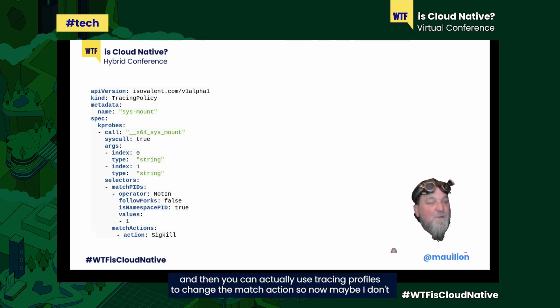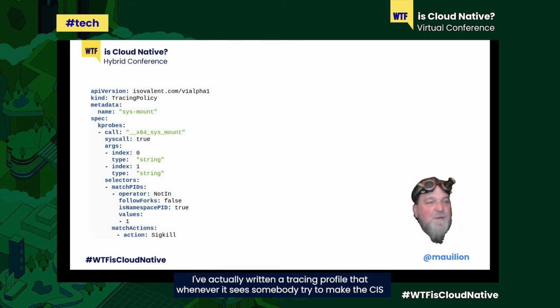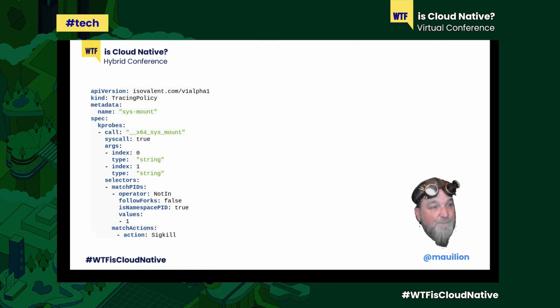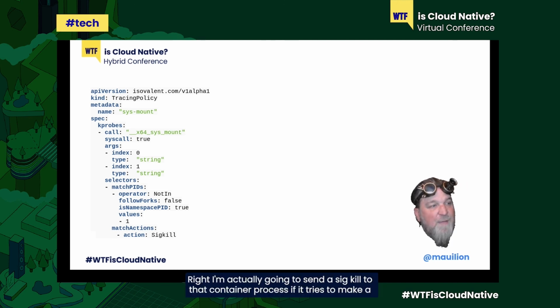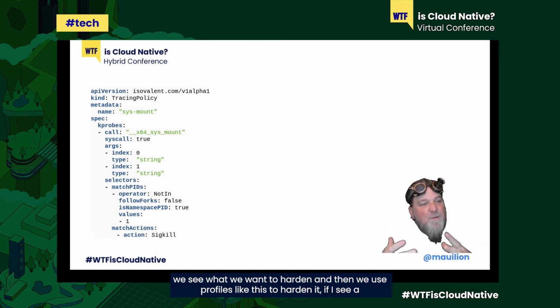And then you can use tracing policies to change the match action. So maybe I don't want to just log it. Maybe what I want to do is log it and kill it, right? So in this example, I've written a tracing policy so that whenever it sees somebody try to make the sys mount call inside of a container, I want that container to be killed. I'm going to send a SIGKILL to that container process if it tries to make a mount call. And in this way, we can easily get into this loop where we're doing detection, we see what we want to harden, and then we use policies like this to harden it.